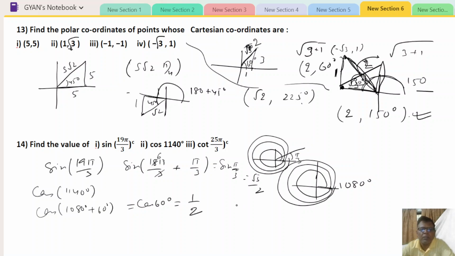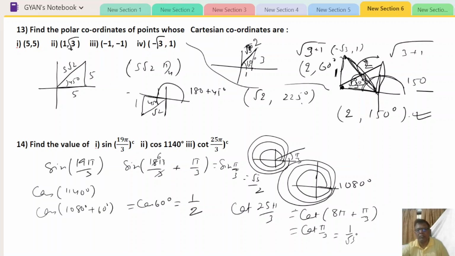Now here cot 25 pi by 3. So we can write cot of 8 pi plus pi by 3. So that we can write cot pi by 3. Cot pi by 3 is 1 by root 3. So this is the answer.